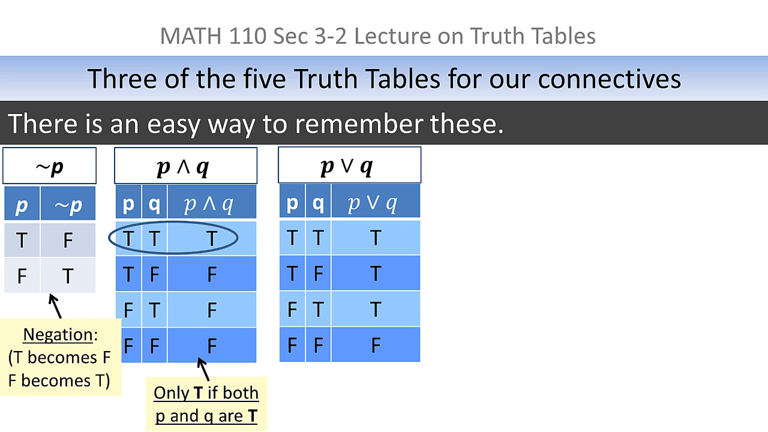If you're looking at a way to remember the truth table for and, you can easily see there's only one case where the compound statement and comes out true, and that's if both P and Q are true. So I would remember the and by saying it's only true if they're both true.